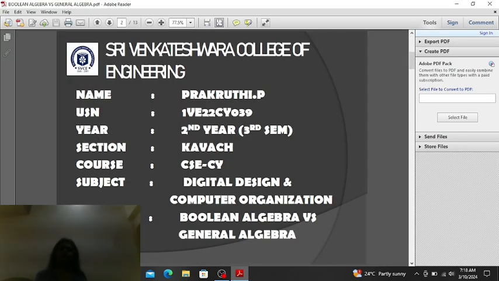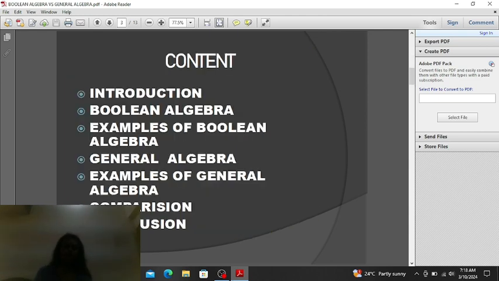I'm a second year computer science engineering student studying in Sri Venkateshwara College of Engineering, and today I'm here to give a presentation on Boolean algebra versus general algebra in the subject digital design and computer organization.